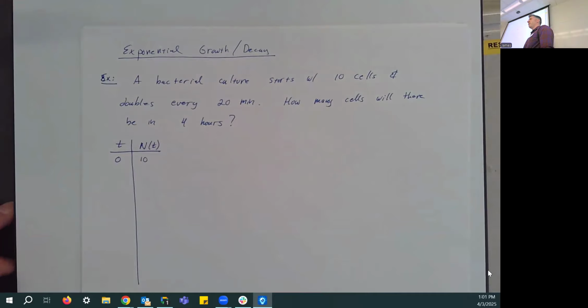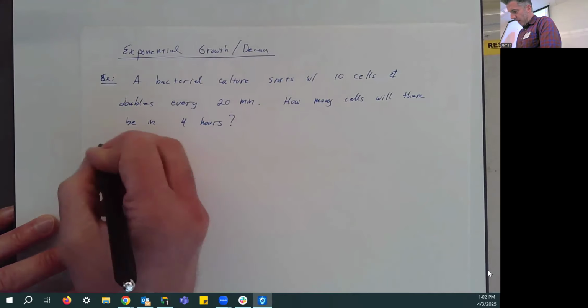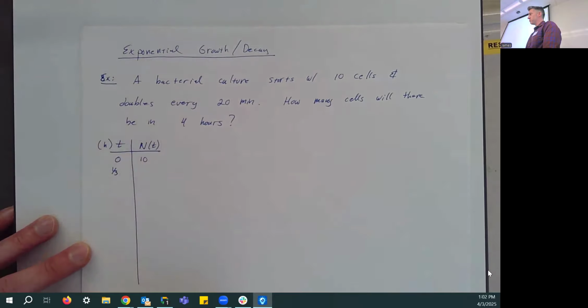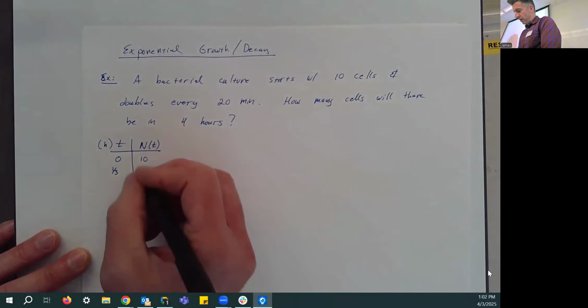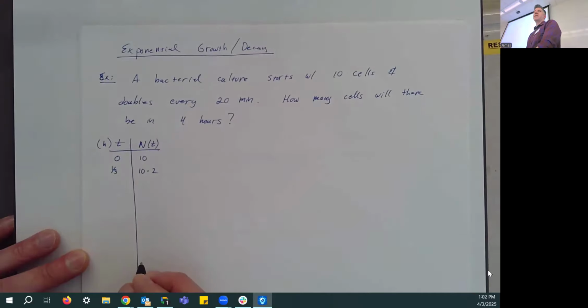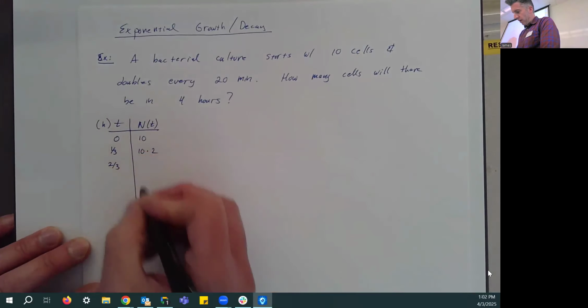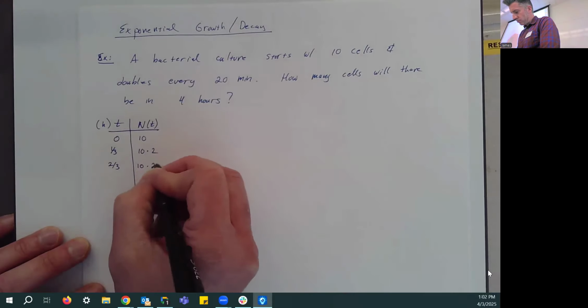And although I can multiply by 2 easily in my head a few times, eventually it's getting kind of gross. I don't really want to write that out. I want to write it in a way that's more helpful. So after 20 minutes or 1/3 of an hour, because we're measuring time in hours here, I've decided. After 1/3 of an hour, we're going to have 10 times 2, which, yes, is 20.